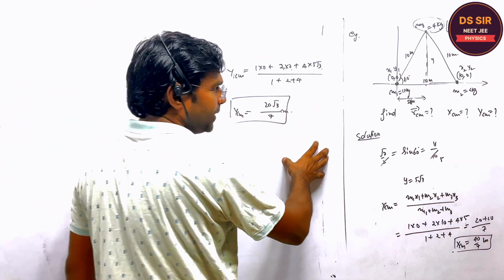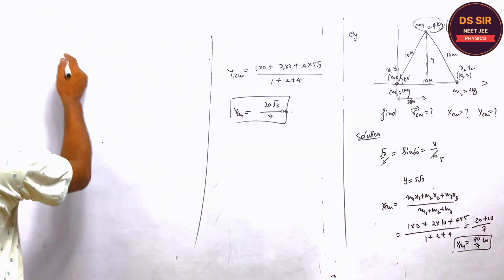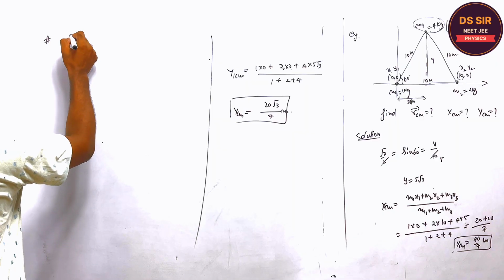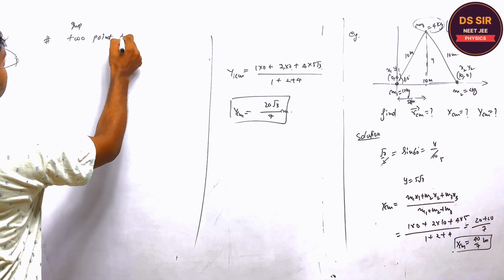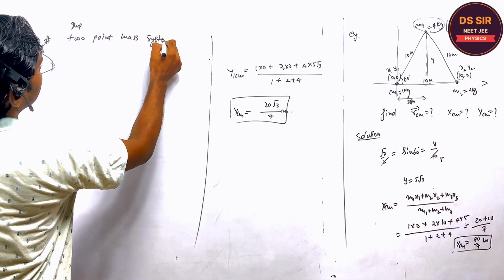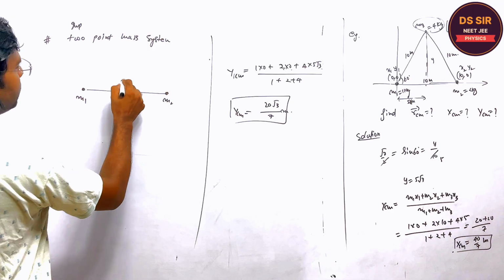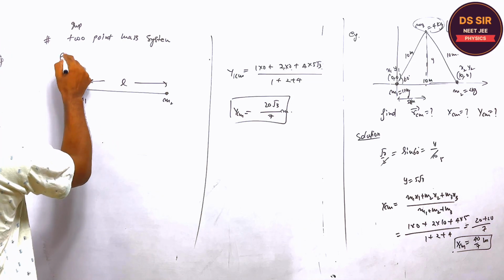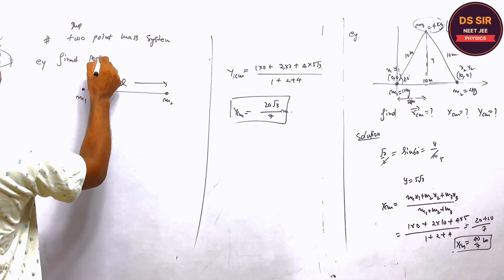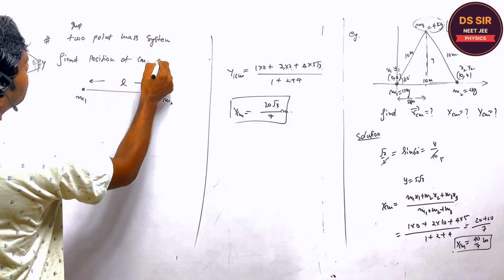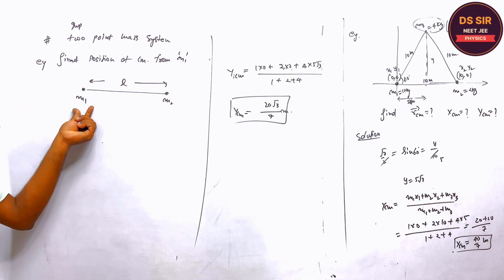In space they will give some point masses and the coordinates, and you have to find the center of mass. You can do it, right? The important point is the 2-point mass system. For example, if this is M1, this is M2, and the separation between them is L. So you have to find the position of center of mass from M1. From M1 means from here you have to find the center of mass.